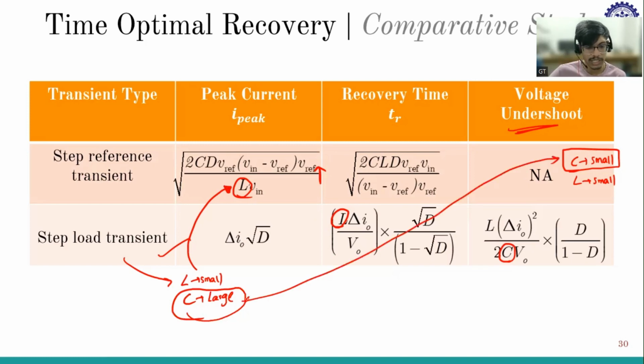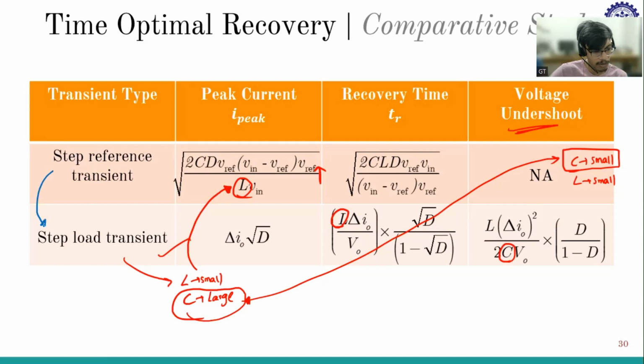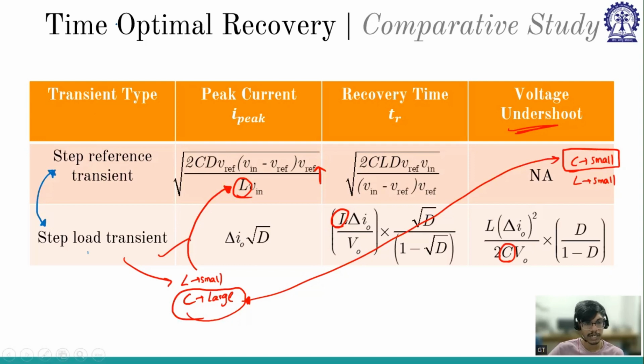So there is this conflict between reference transient as well as load step transient, because whatever requirement or whatever ideal conditions that you require in step load transient will be a drawback in step reference, as well as what is the best condition in step reference transient will be a drawback in step load transient. So like this is the optimal time recovery, if we consider optimal transient. These are some concepts in this area. This is again discussed in lecture 48.